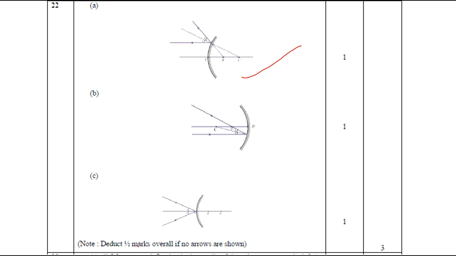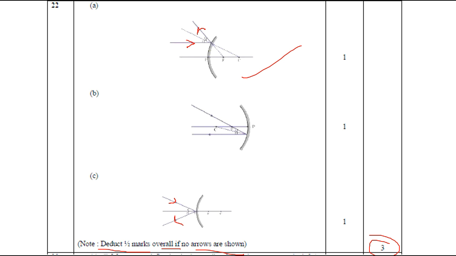Why have I shown this here? Because you have to look at what it says: deduct half marks overall if no arrows are drawn. So if you don't draw these arrows, half marks will be deducted overall. Means if you haven't drawn the arrow in any of the diagrams, half marks will be deducted. So if you draw everything but don't put the arrows of the light ray like this, they will deduct half marks, and you will not get the overall 3 marks, you will get 2.5 marks.